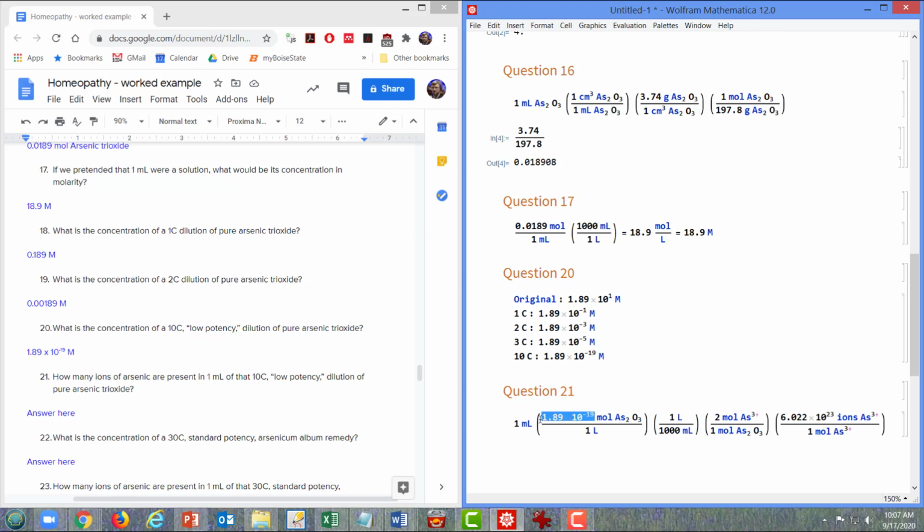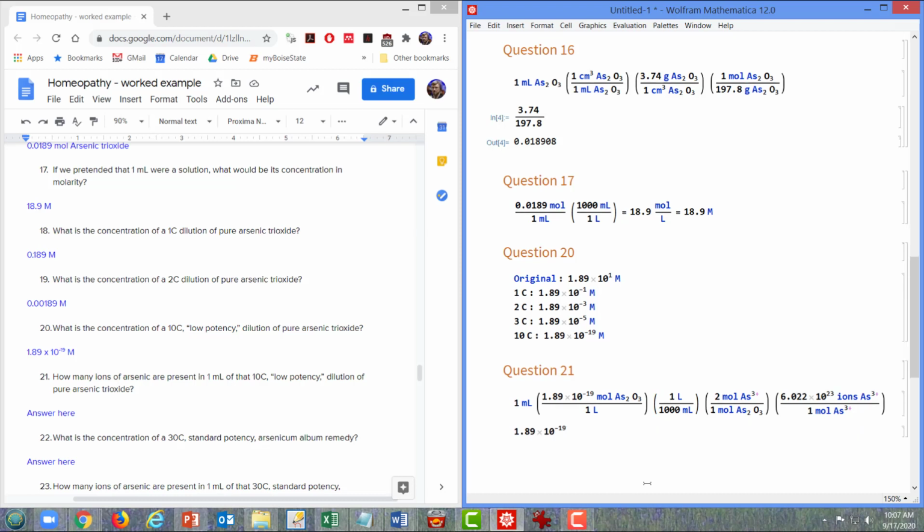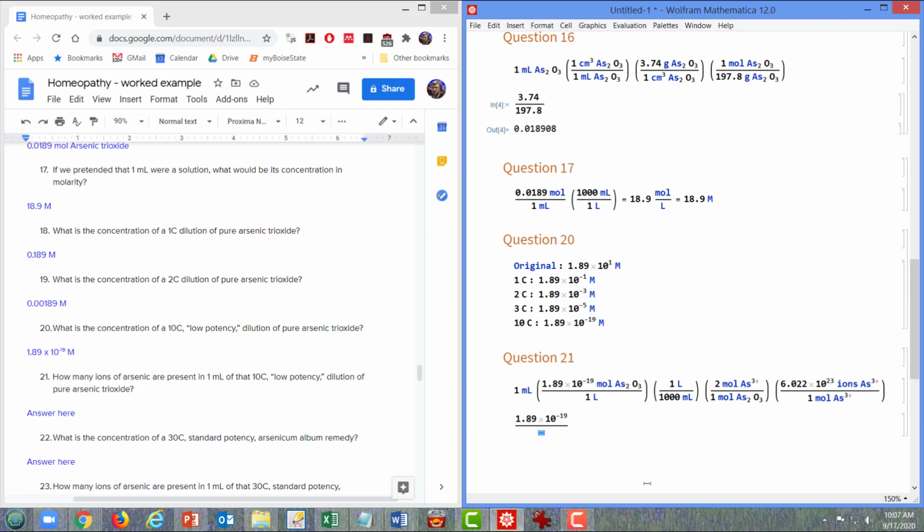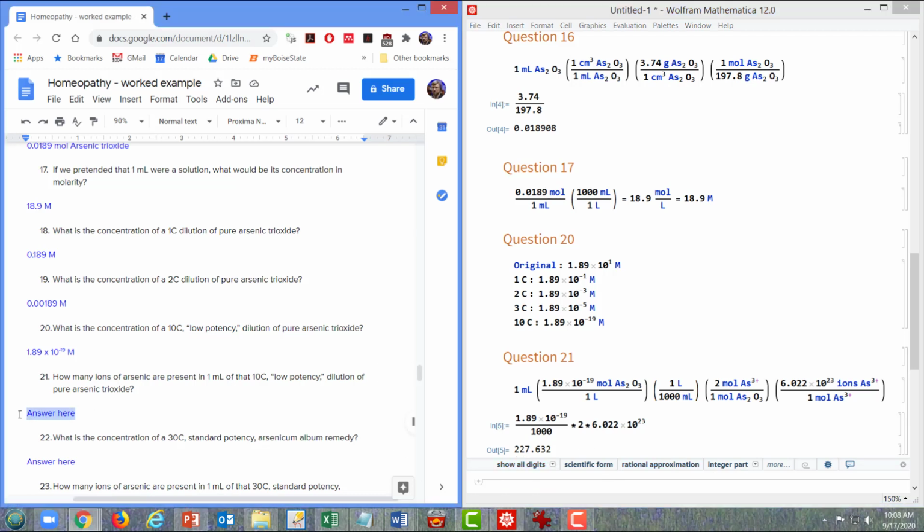So I'm going to assume that you can plug these numbers into a calculator. This is now going to be divided by 1,000. It's going to be times 2. It's going to be times 6.022 times 10 to the 23rd. We get the result, and it looks like 228. All right.